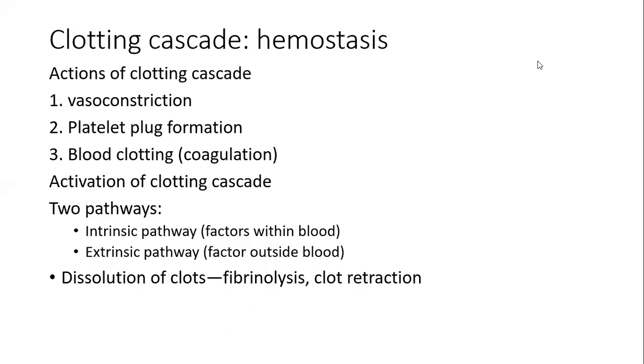And then you don't want clots to happen all the time. So it has a way of stopping this cascade and getting rid of the clots, and that's through fibrinolysis and clot retraction. So these cascades not only have to get triggered, but they also have to be turned off.